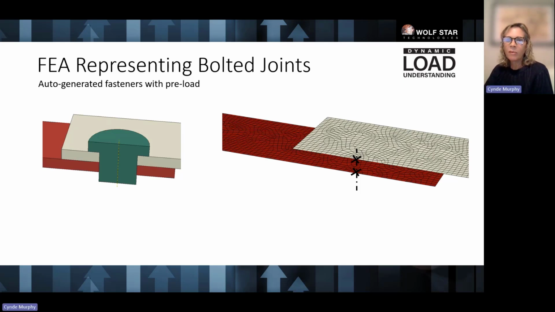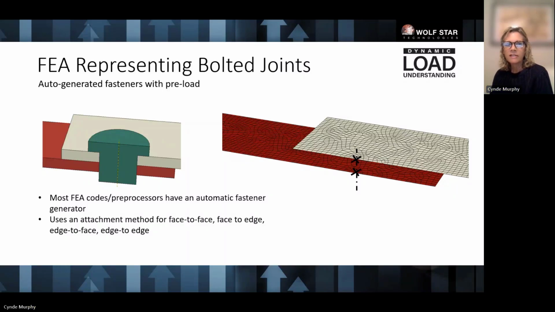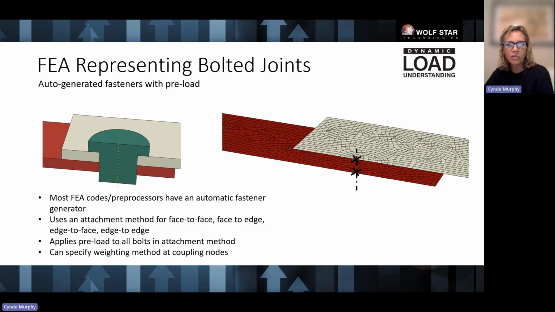So many codes have an automatic fastener generator that includes preload in the bolt. And here you'll see you don't have to have a hole actually discretely meshed in your part. Attachment methods can be face-to-face, edge-to-edge, edge-to-face. You can apply preload in the bolt generated from the torquing of the bolt in the assembly. So this technique allows you to change weighting methods at coupling nodes also.